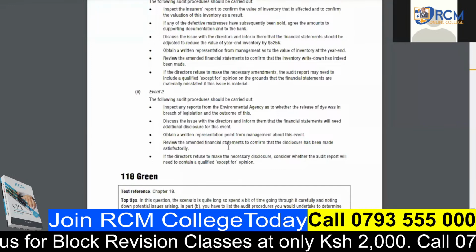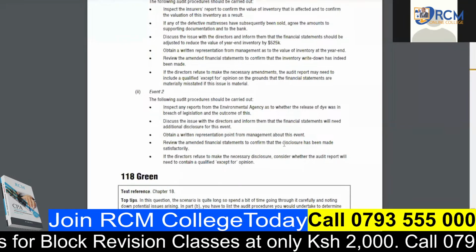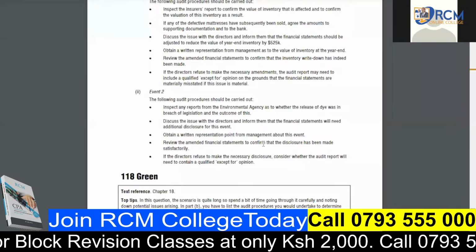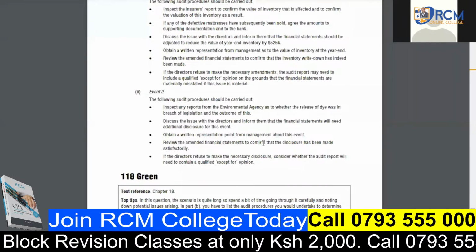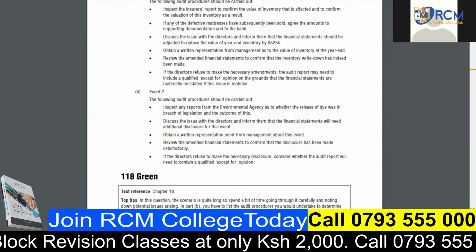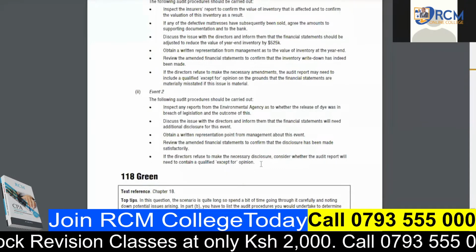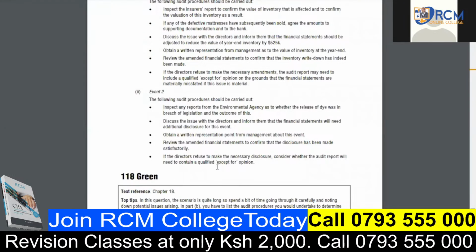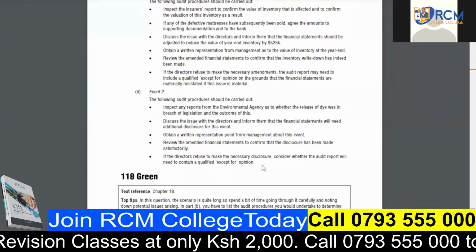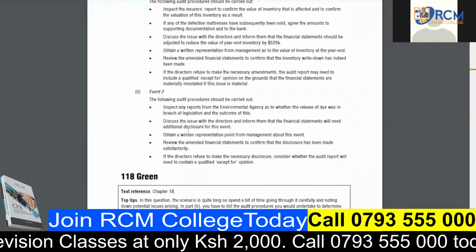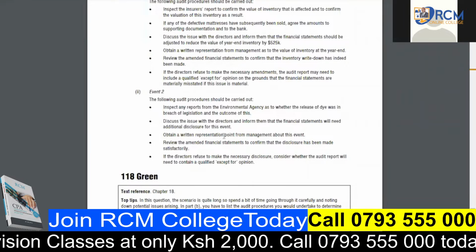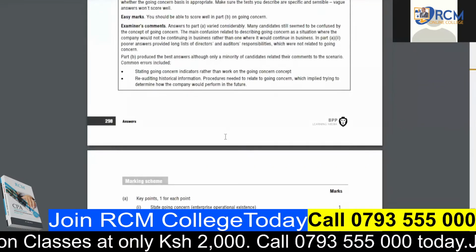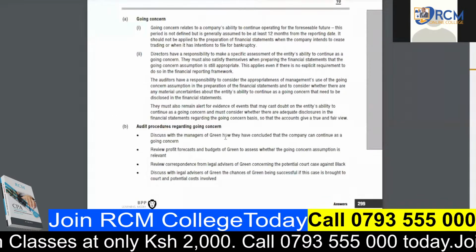Review the amended financial statements to confirm that the disclosure has been made satisfactorily. Next, if the directors refuse to make the necessary disclosure, consider whether the audit report will need any qualification, qualified except-for opinion. I tell you, if you write things like these in the exam, the examiner will give you 5 marks out of 3.